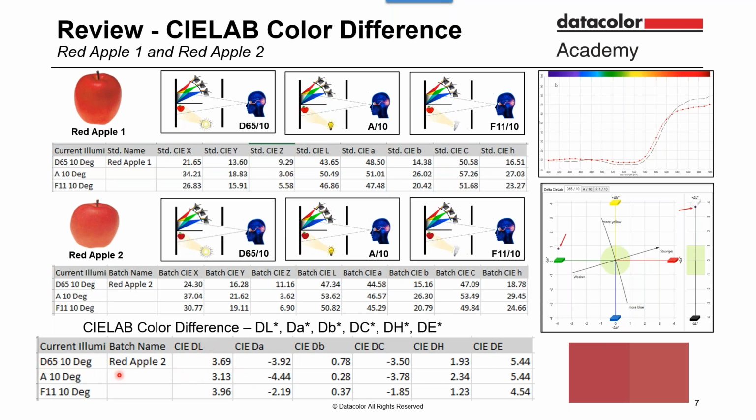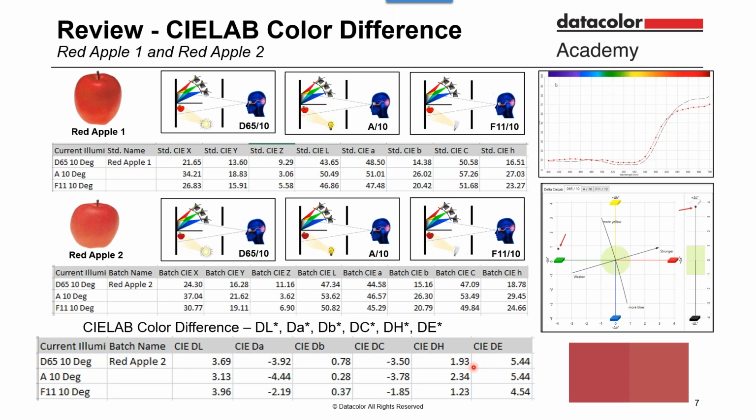For example, under D65 10 degree, my apple is positive 3.69 in lightness. That means it's lighter than the standard. The DA is minus 3.92. It's in the negative, so that means it's greener, or in this case, we would say less red. And the DB, the yellow-blue, positive indicates it's yellower or less blue. The DC, which is the difference in saturation, is minus, so it's less saturated than the standard.